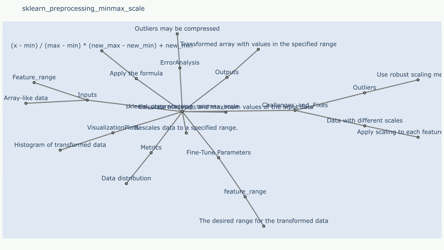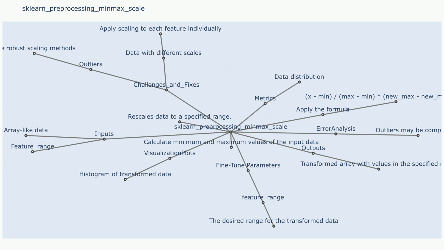Uncertainty methods. Not applicable. Min-max scaler does not directly incorporate uncertainty methods. However, the scaled data can be used as input to models that handle uncertainty, such as Bayesian neural networks.